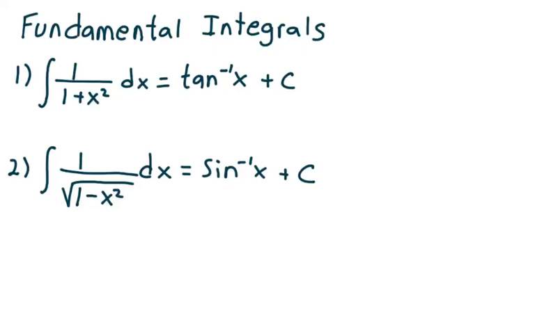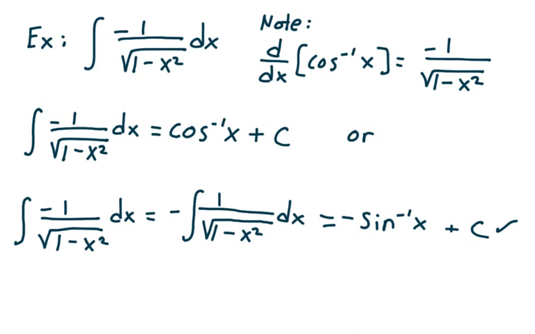In this video, we want to look at some fundamental integrals. Number one, the integral of 1 over 1 plus x squared dx is equal to arctan x plus c. Number two, the integral of 1 over the square root of 1 minus x squared dx is arcsine x plus c. Now, I want to take a look at an example.